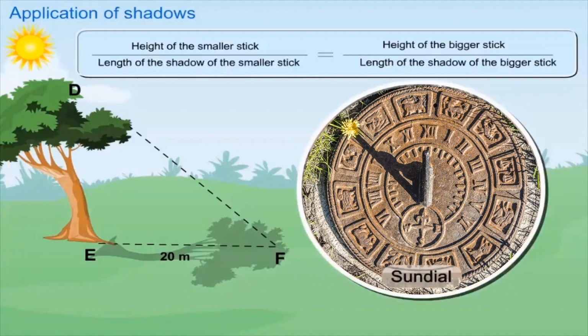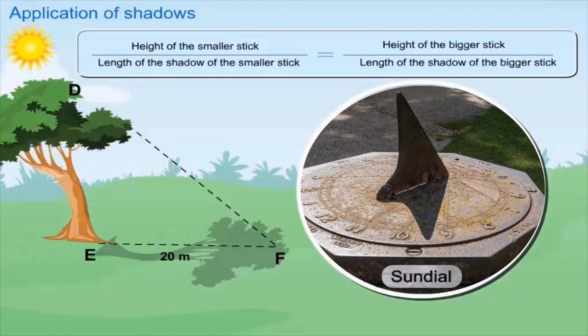Sundial, an instrument once used for measurement of time, is constructed using the fact that the shadow moves as the day progresses.